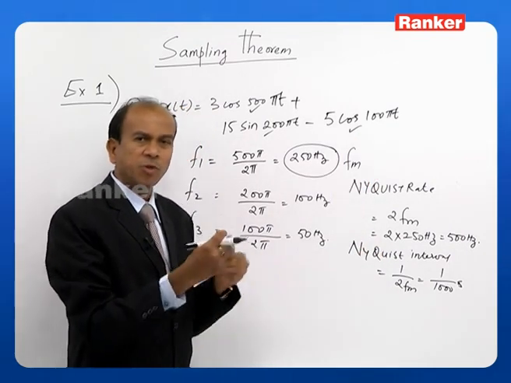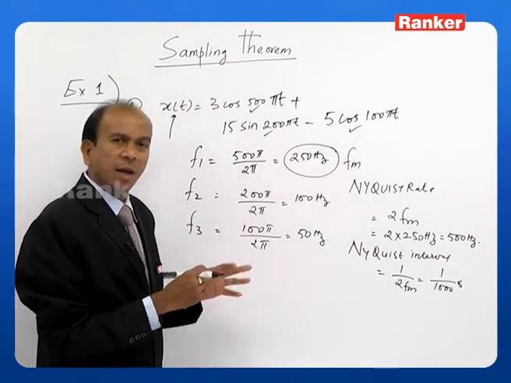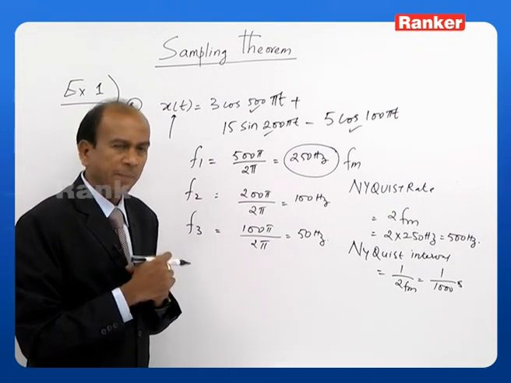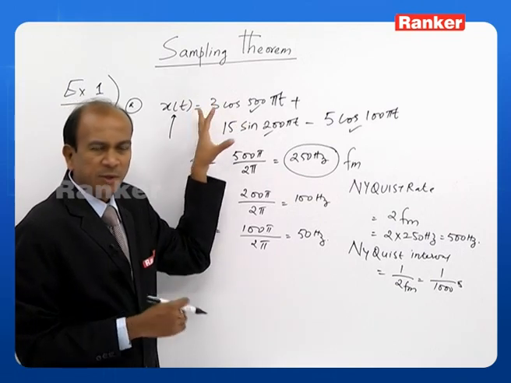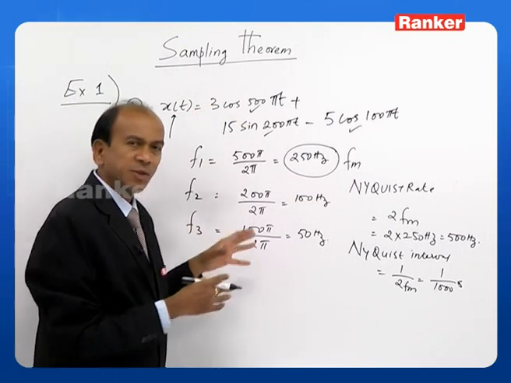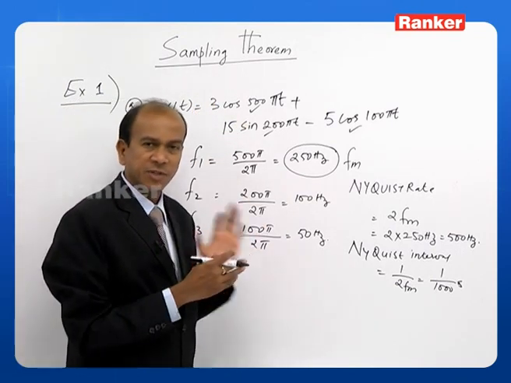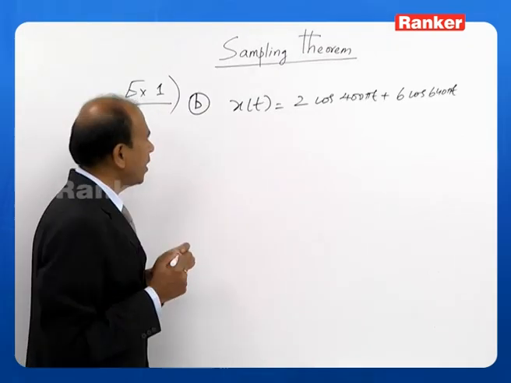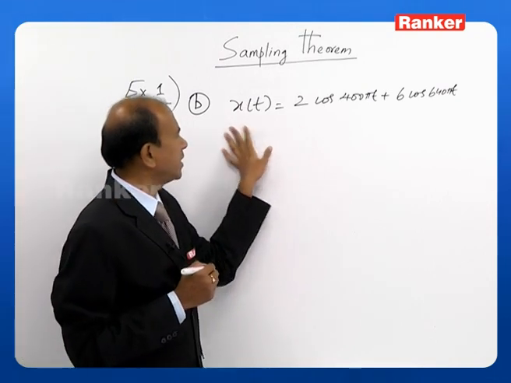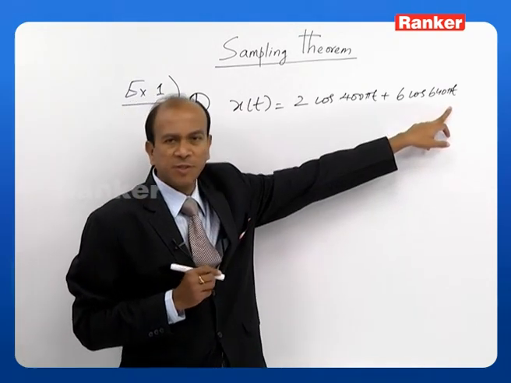If you look at the other 2 problems which you are going to see, they are almost similar. The only thing we are trying to do in these examples is find the Nyquist rate for different types of signals, so that it will be practice for you and you can easily calculate whenever a question is given. Let us see the second part of the first question, B. What is given? X of t is equal to 2 cos 400 pi t plus 6 cos 640 pi t.